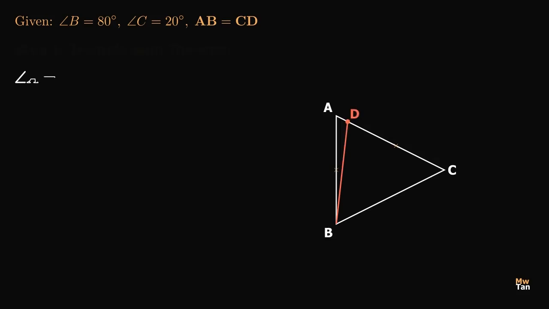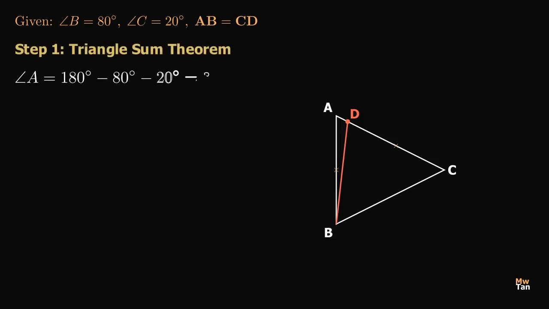First move, always the same. Angles in a triangle sum to 180. So angle A is 180 minus 80 minus 20, which is 80. Wait, angle A and angle B are both 80. That's not a coincidence, that's a gift. Equal angles mean equal opposite sides, so AC equals BC. This triangle is isosceles, with the sharp 20-degree tip sitting at C.